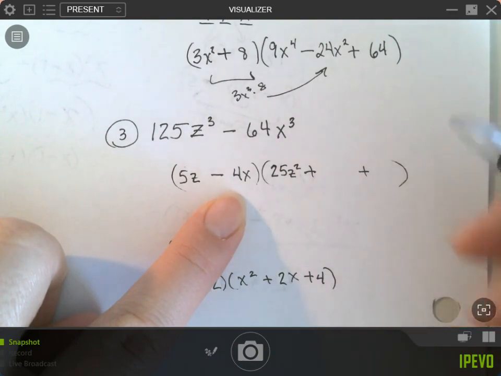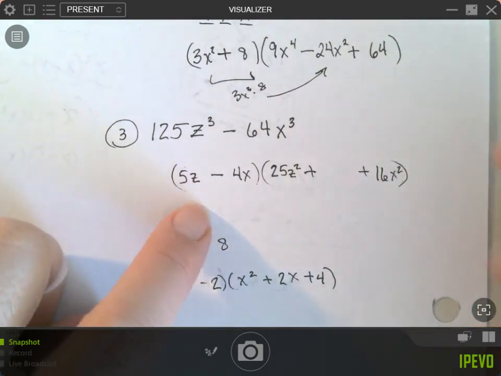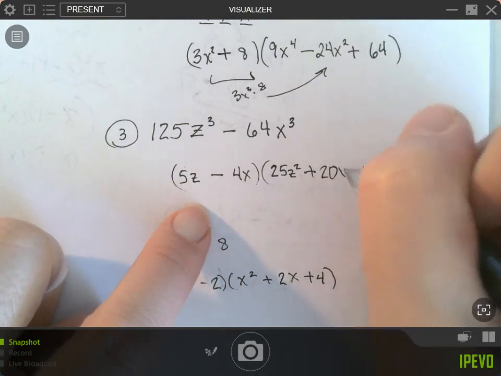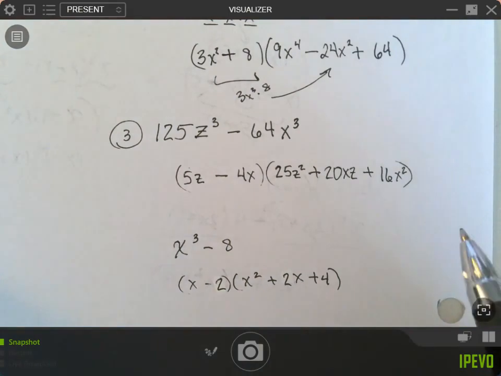What should I get for my last? 16x squared. What goes in the middle? Yep, 20zx or 20xz. It's totally up to you. There you go. That's it.